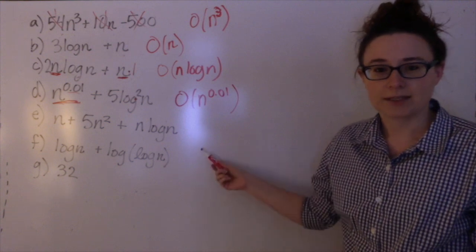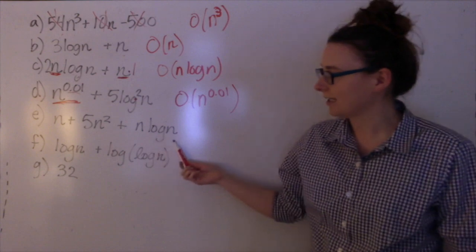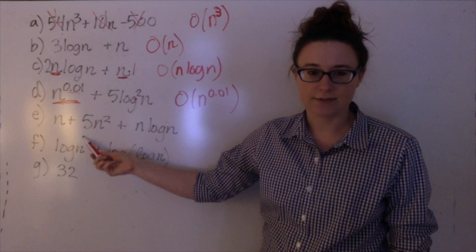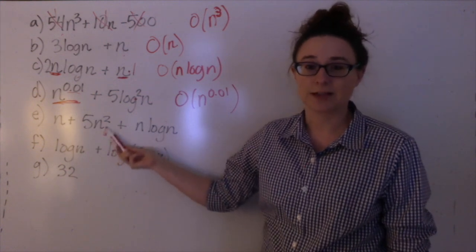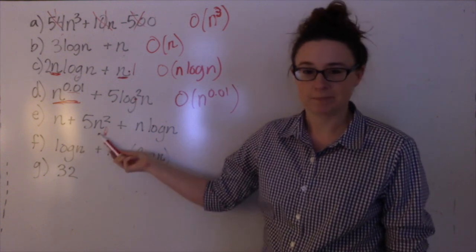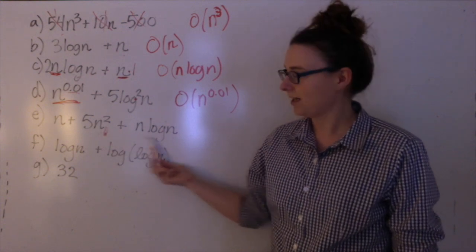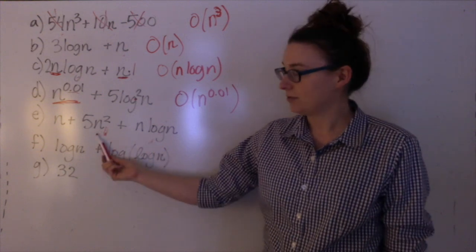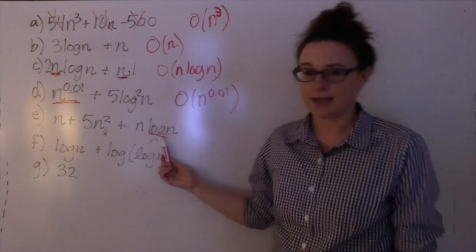Okay, for the next one here, we have n plus 5n squared plus n log n. Let's just take the first two. Definitely we're going to get rid of this 5, so let's just think n versus n squared. This is the higher power, so this is faster growing. Just between these two, this is the dominant term. Between n squared and n log n, again, what common terms do they have? Both of them have one n. This one has another n. This one has this other log n.